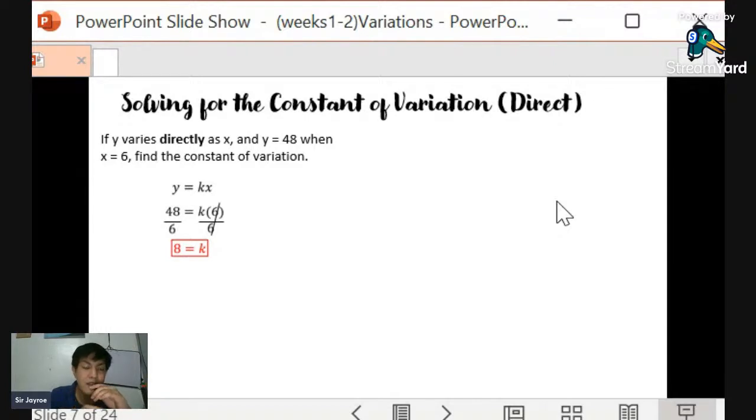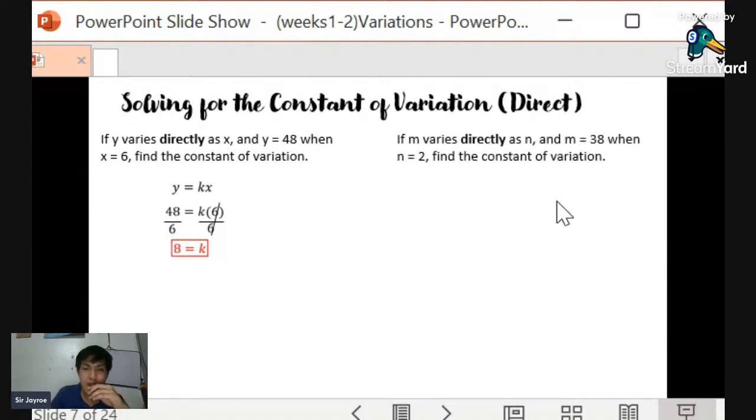So I hope you get the point here. Okay? Nakuha na? So the value is 8. So next one, another example. Oh, what is the equation here? So obviously, this is direct variation. Meron tayong word na directly. So kindly create an equation for this problem.